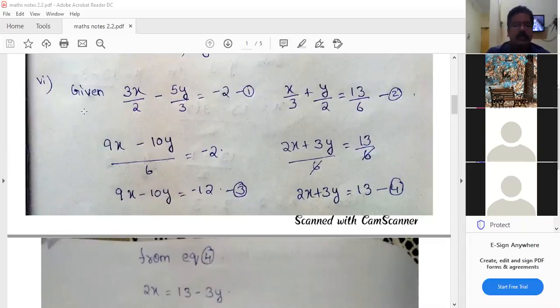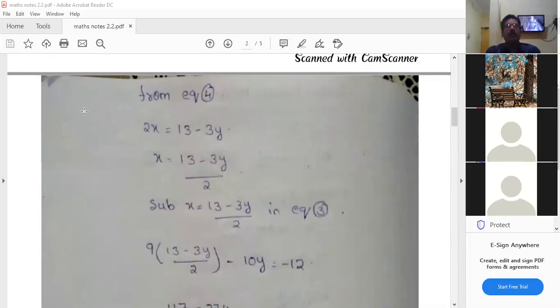Now x equal to (13 minus 3y) by 2, I substitute in another equation. I took the fourth equation, but you have to substitute in the third equation. Don't substitute in the fourth equation, which means the same; 0 will come if you substitute in the fourth equation only. That's why I substitute in equation 3.